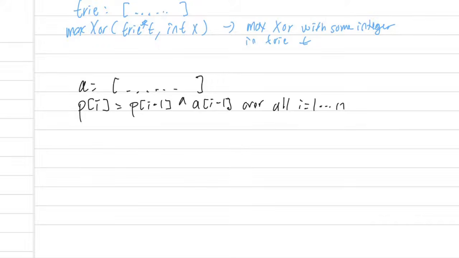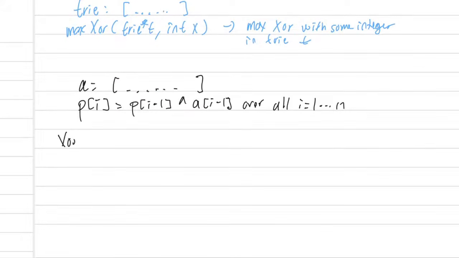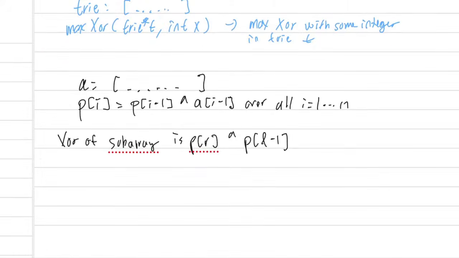The XOR of the subarray is just, say you want to get an XOR subarray from L into R. The XOR of subarray is P of R XOR P of L minus 1. Right? So essentially you've reduced this condition into two parameters here, just P of R and P of L minus 1.